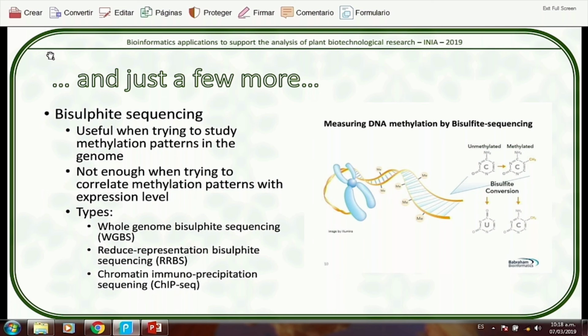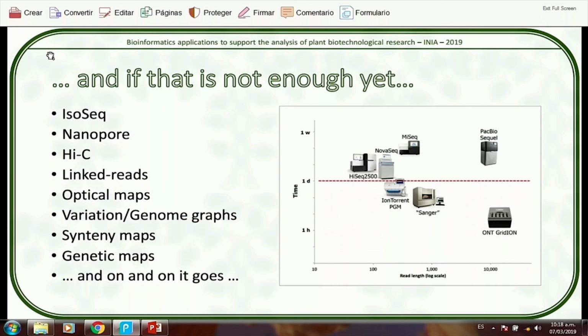Reduced representation sequencing is when you're trying to tackle only CG-rich areas, the methylation level of CG-rich areas. Chromatin immunoprecipitation is when you're trying to determine methylation of histones and their relationship with methylation of DNA. All of these have different pros, different cons, and they provide different information. If that's not enough yet, you have IsoSeq, nanopore, linked reads, optical maps.